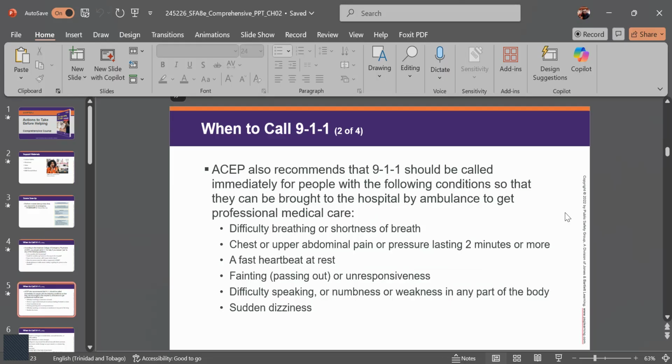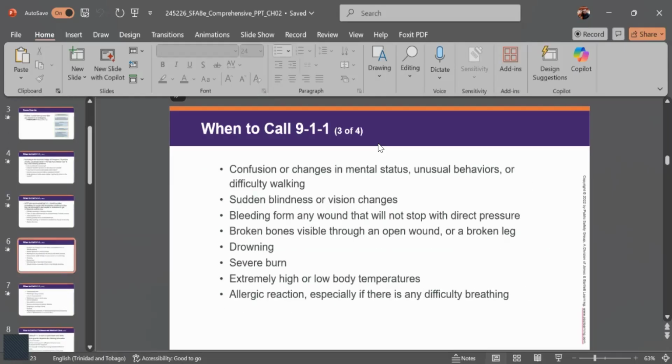Difficulty breathing, shortness of breath, any chest or upper abdominal pain or pressure lasting 2 minutes or more. A fast heartbeat at rest, all of these are abnormal situations. So it tells you something is wrong. Fainting or unresponsiveness, especially if it is continuous or happens more than once in a short space of time. Difficulty speaking or numbness or weakness in any part of the body. Sudden dizziness, all these things are conditions that can lead to critical situations.